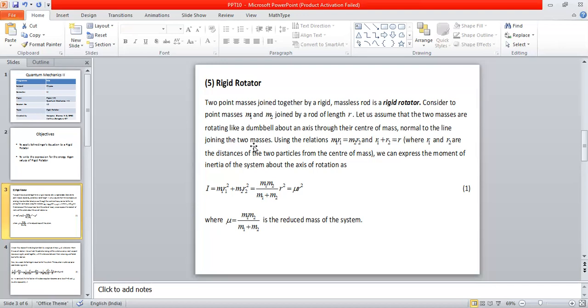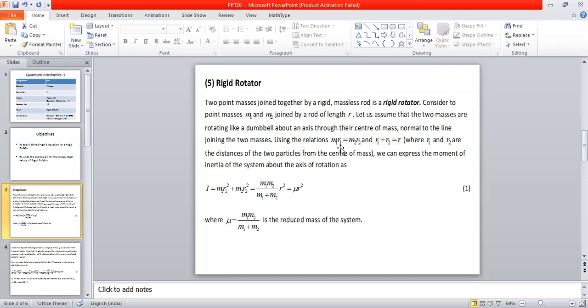Now, using simple Newtonian mechanical rules, we can say that if r1 and r2 are the distances of the two particles from the center of mass, for example, the first particle is at a distance of r1 from the center of mass, and r2 is the distance of the second particle from their common center of mass. Then definitely, since the bond is rigid, the total distance between the two particles r is equal to r1 plus r2. That is very trivial.